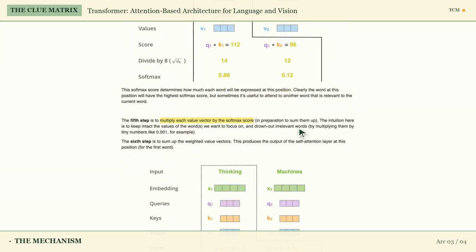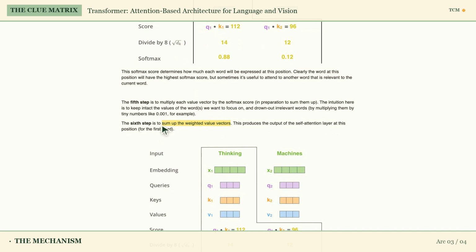The fifth step is to multiply each value vector by the softmax score. This is where the information from other words gets weighted. So, if a word is highly relevant, high softmax score, its value vector contributes more to the final output. Yes, irrelevant words get multiplied by tiny numbers, effectively drowning them out.